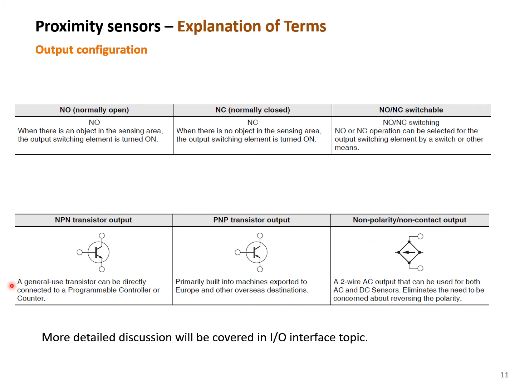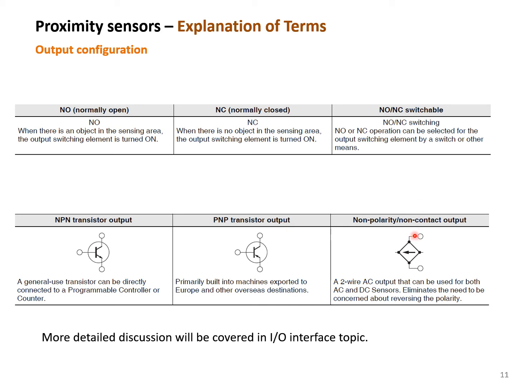A general use transistor can be directly connected to a programmable controller or counter on NPN if the type of the PLC input module is also NPN. PNP transistor output is primarily built into machines exported to Europe and other overseas destinations. But even for those PNP ones, the input module of the PLC should accept these PNP outputs.